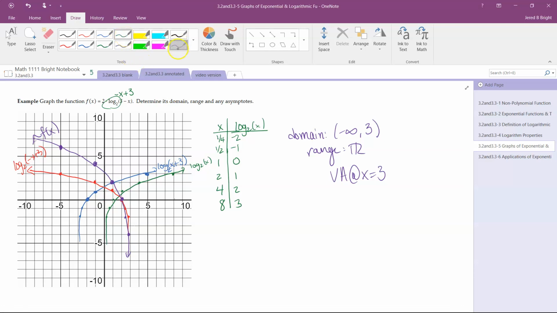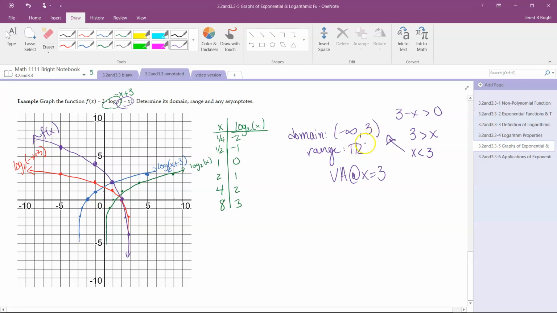I did it mentally by taking the input, right? We talked about this in an earlier video. Take the input, set it greater than 0, and then solve it. So 3 minus x is greater than 0, so 3 is bigger than x, or written differently, x is less than 3. So that's how I got the domain. Okay, I did that in my head.